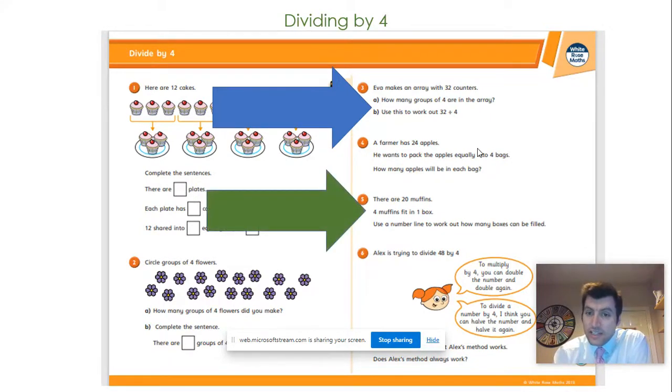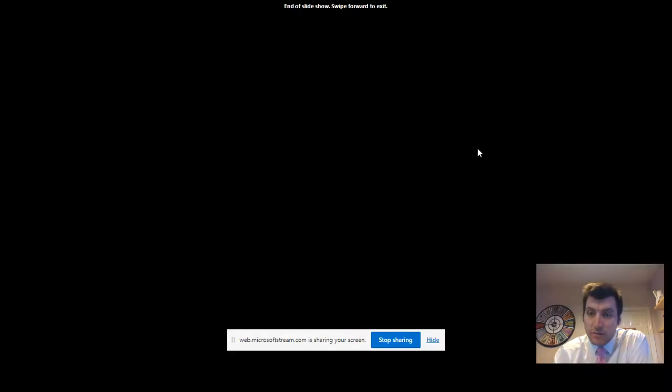And the same with using that number line, if you could draw yourself out a number line for those questions as well. Well done, year 3. I look forward to seeing all that work. Thank you.